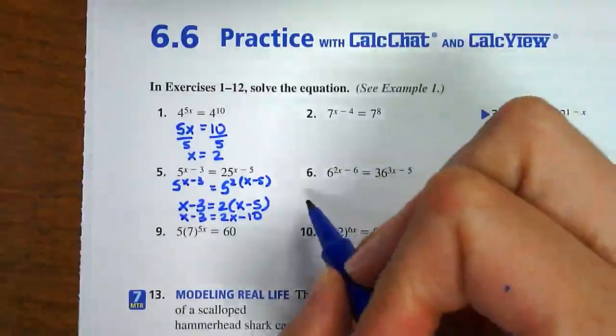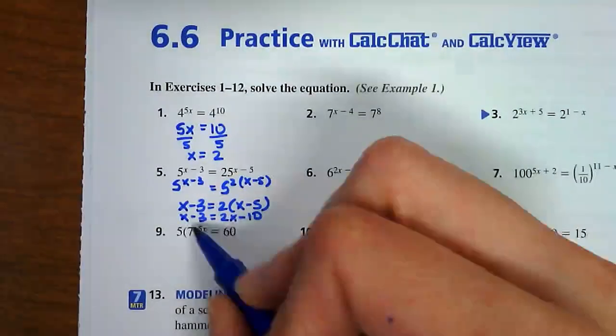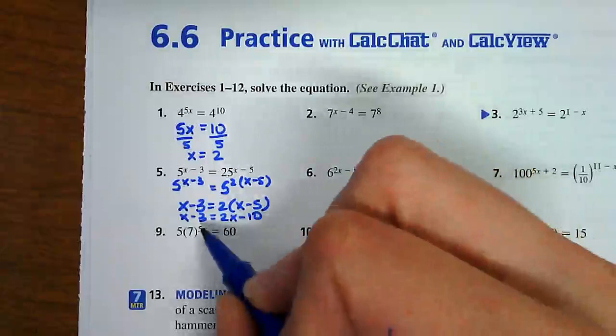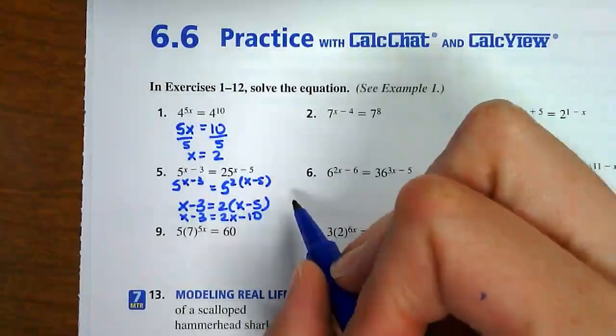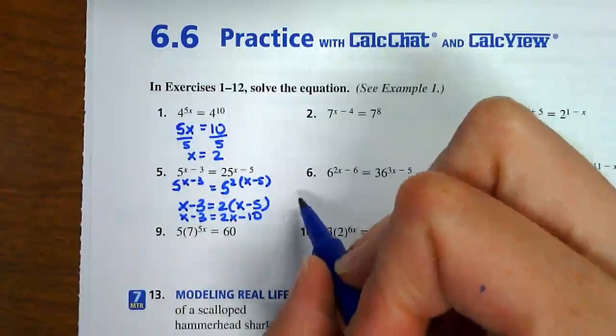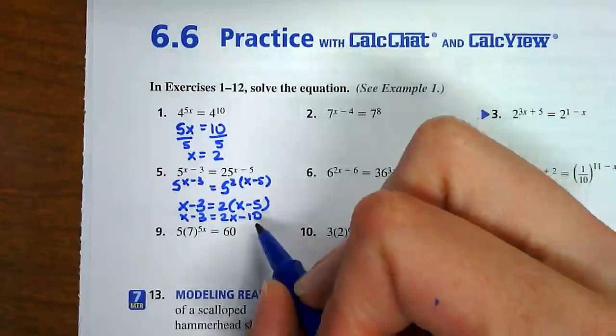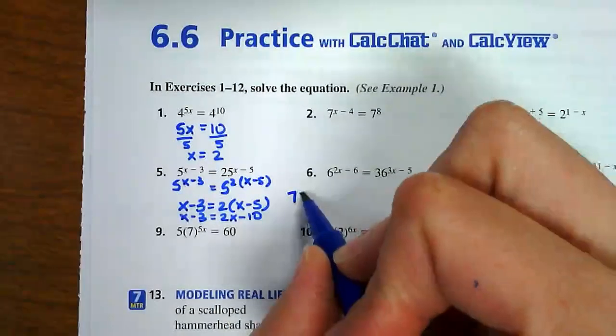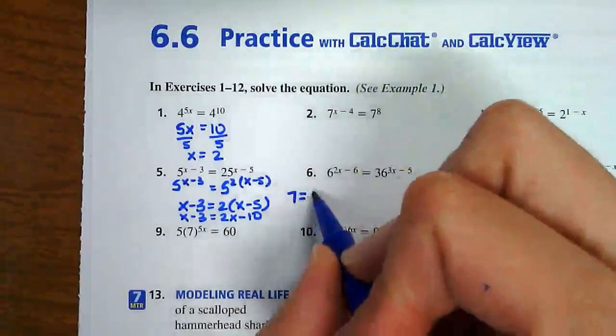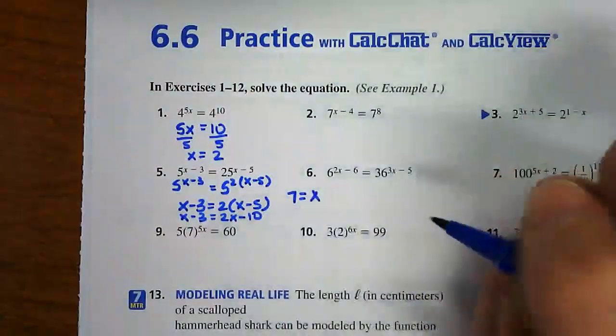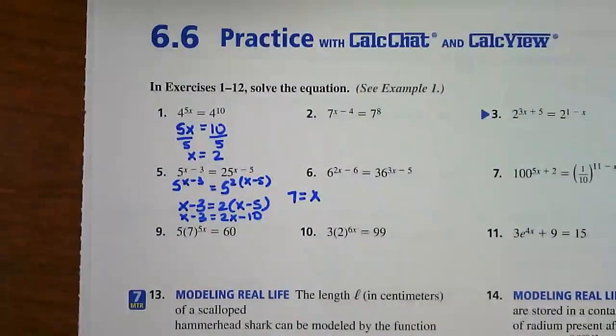I'm going to use this space over here to write. I'll move this x over to this side and move the 10 over to that side. When I do that, I would be adding 10. So that's going to give me 7 is equal to x. And I don't have to check for extraneous solutions for that one either.